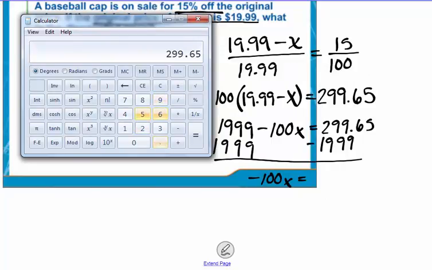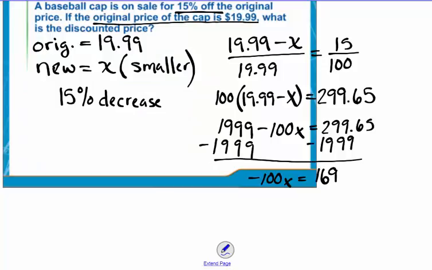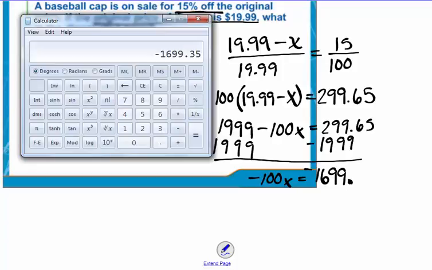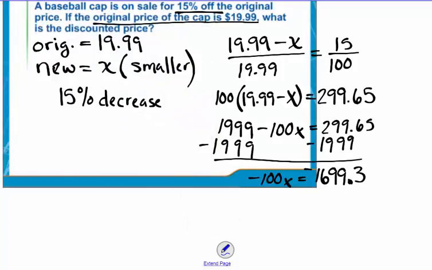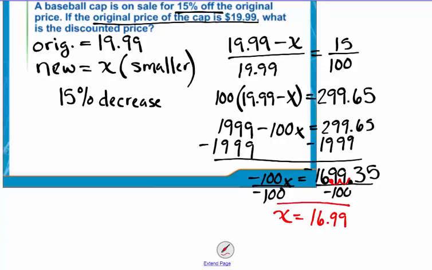I'm pulling up a calculator here. So I equal negative 1,699.35. Divide both sides by 100. Remember, dividing by 100 is the same as moving the decimal 2 places to the left. So the price of the baseball cap is $16.99. The discounted price is $16.99.